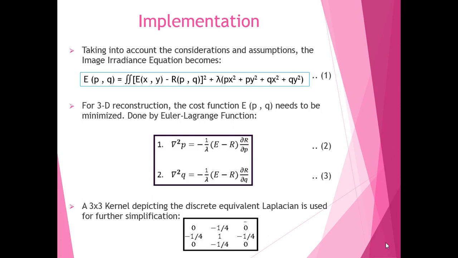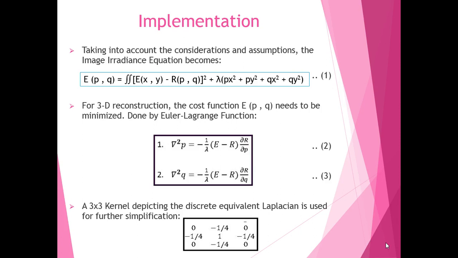Now, taking E of P and Q as the cost function, we need to find the solution, which is the reconstruction of the three-dimensional shape from the two-dimensional shading images. Minimizing the cost function is a way to find our solution. The image irradiance equation has been reduced to a function of P and Q. Then we can use the Euler-Lagrange function to obtain the desired results. The Euler-Lagrange equations in P and Q are the ones given by equations 2 and 3, and they are used to minimize the function of the image irradiance equation, thereby minimizing the cost function to get the solution.